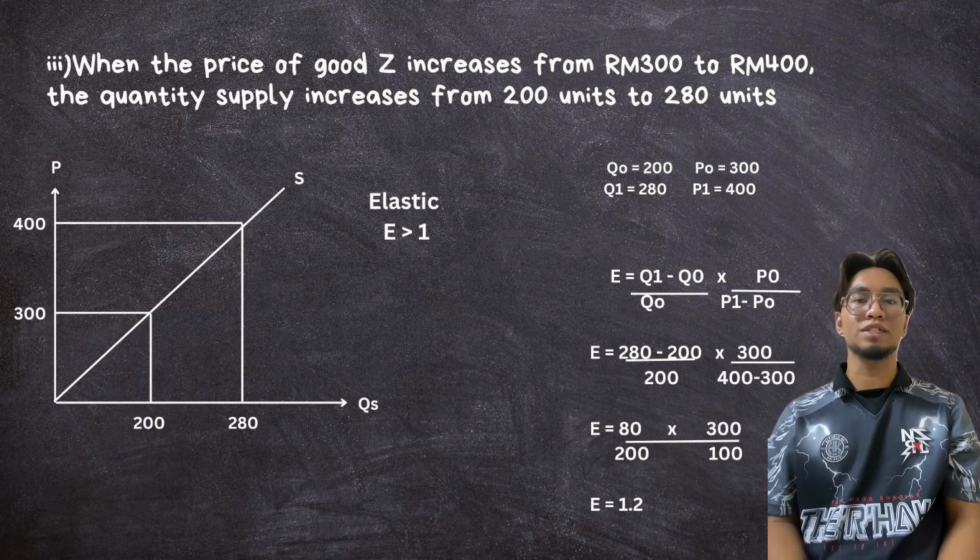Sensitivity to price changes. When E is greater than 1, it indicates that suppliers are very responsive to change in price. If the price of product increases, suppliers are willing and able to increase the quantity they produce significantly. Conversely, if the price drops, they will reduce the quantity supplied considerably.